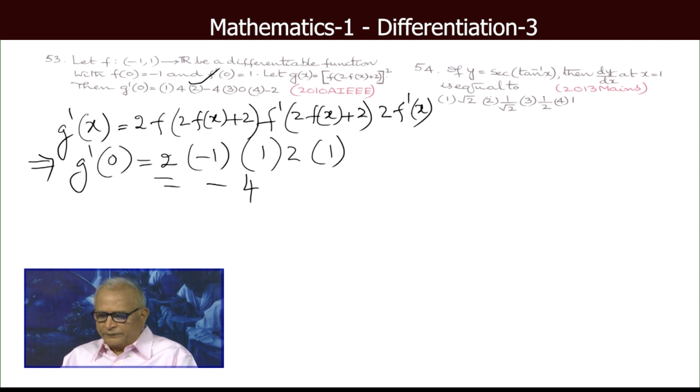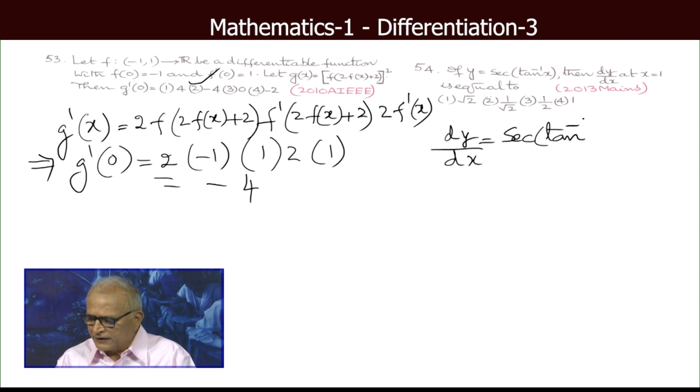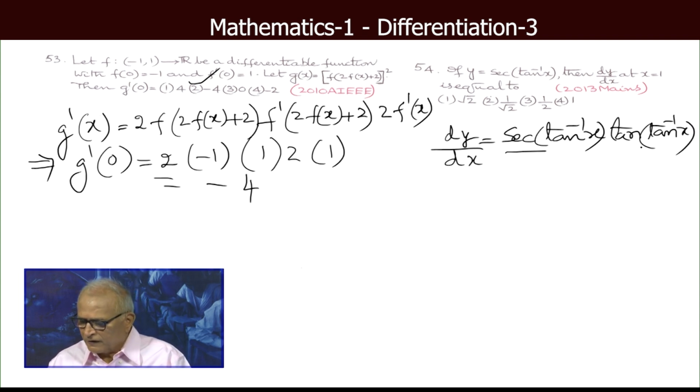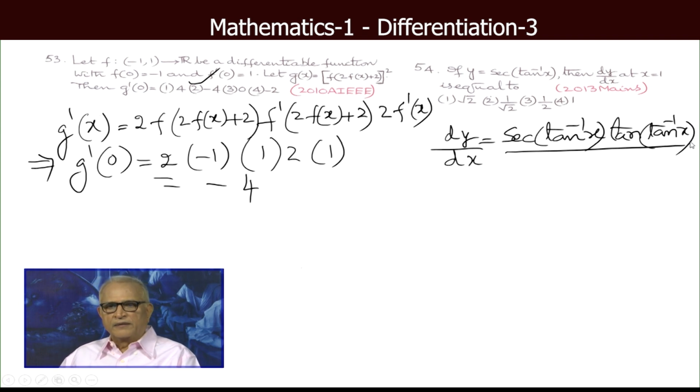Question number 54. y equal to secant arc tan x. Then what is the value of the derivative dy/dx at x equal to 1? Well, apply the chain rule and also write the expression for the derivative dy/dx. Secant arc tan x. What is the derivative of secant theta? Secant theta tan theta. So, tangent arc tan x divided by, because the derivative of arc tan x is 1 by 1 plus x square.